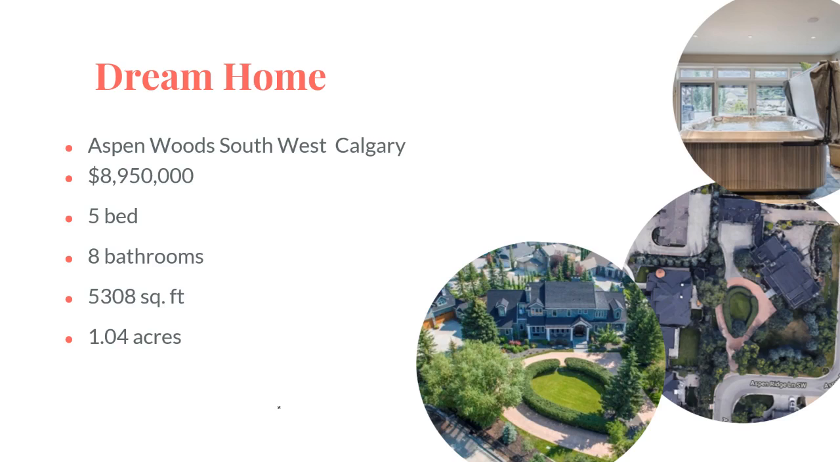So we thought it would be interesting to look into the most expensive house on the market, and we found that it was $8.95 million, and it's located in the Southwest in the Aspen Woods community. It has 5 bedrooms, 8 bathrooms. It's about 5,000 square feet and is a total of 1.04 acres.